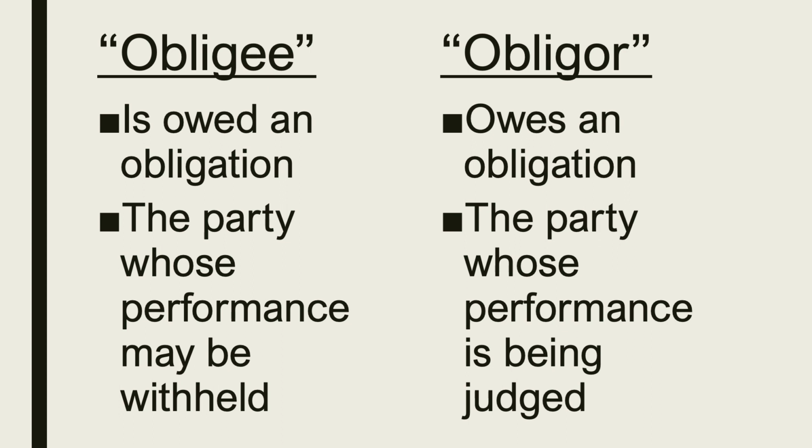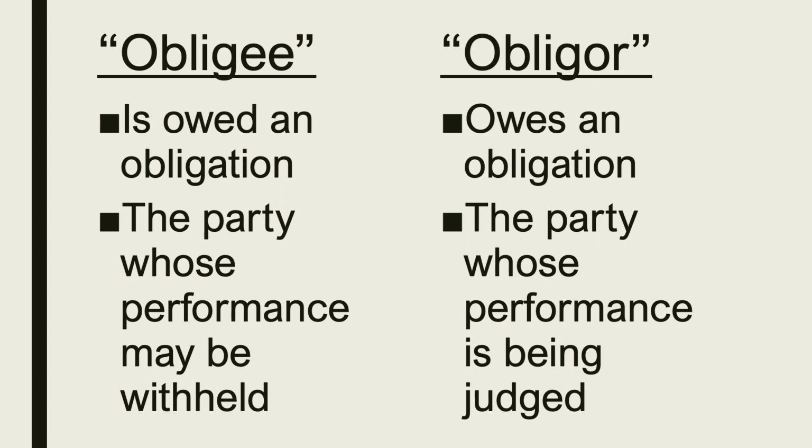Until that obligee receives the promise, the obligation, the obligee may withhold its own performance under an exchange of promises. The obligor is the name for the person who owes the current obligation, which is at issue. And this is the person whose performance is being judged. I use these funny terms, obligee and obligor, because they more accurately represent the situation, which is that both parties have obligations to each other.